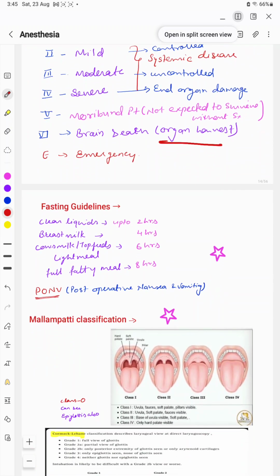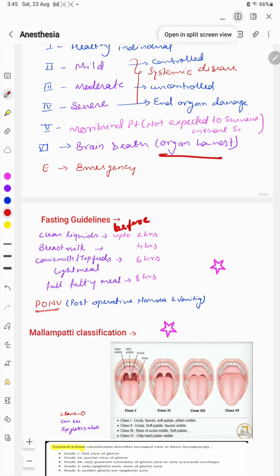Fasting guidelines. What are the fasting guidelines before surgery? This is also important. Clear liquid like water and juice you can give up to 2 hours before. Breast milk you can give up to 4 hours before. And cow's milk or top feeds, or a light meal, up to 6 hours before. And a full fatty meal before this all, up to 2 hours.